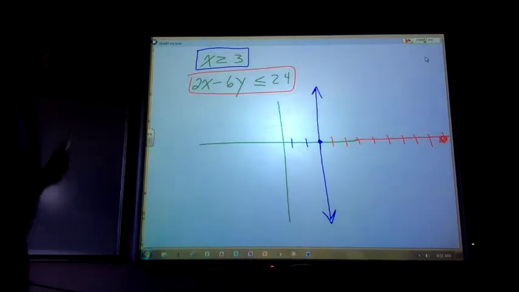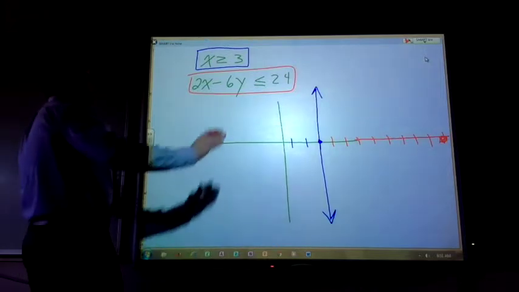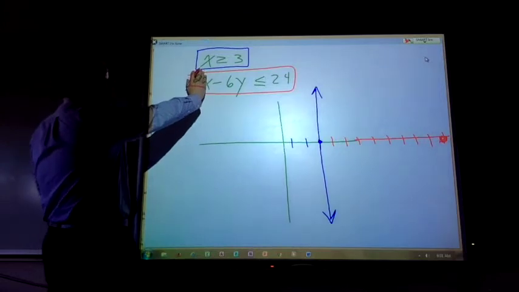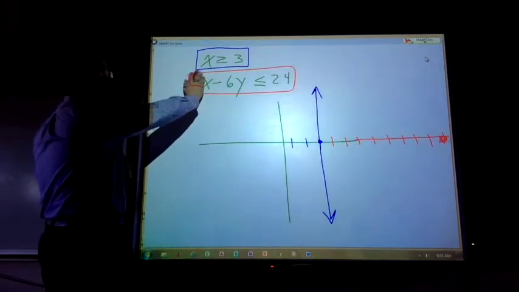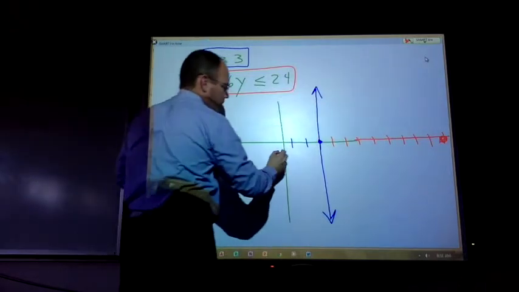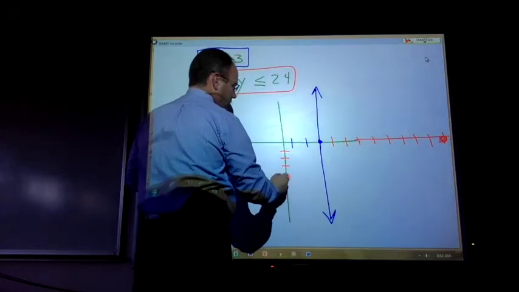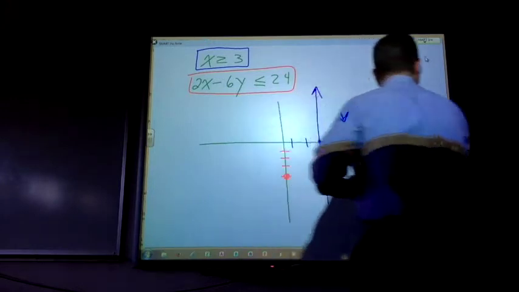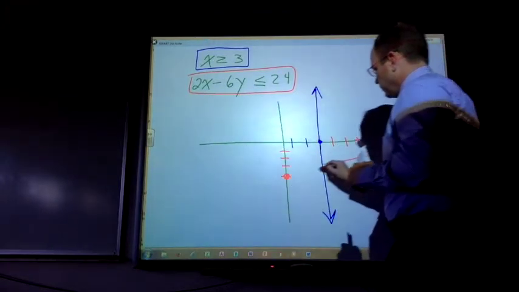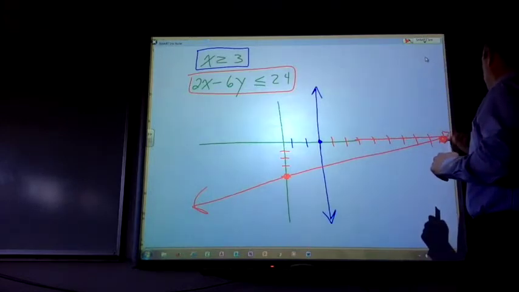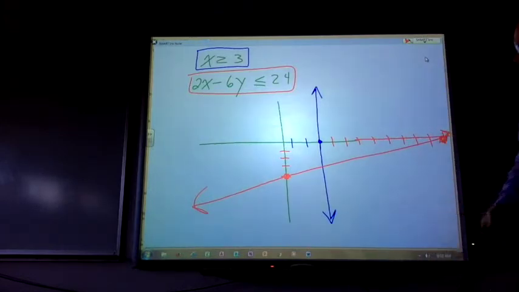All right? Reese, still picking on you. Negative 6 times what number gives me 24? Negative 6 times what number gives me 24? 4. No. Negative 6 times what number gives me 24? Negative 4. Solid or dotted line? Solid. Does that look okay? All right.